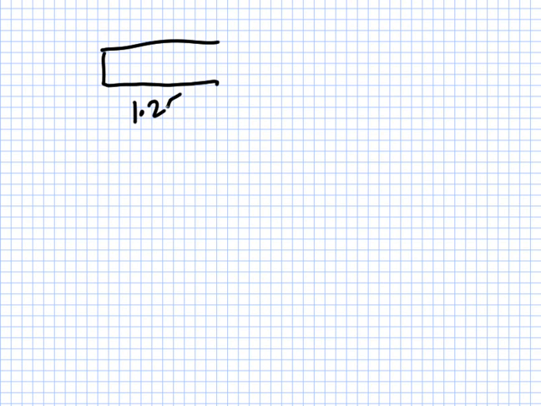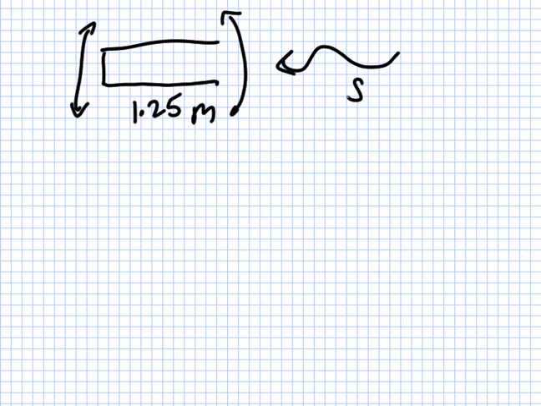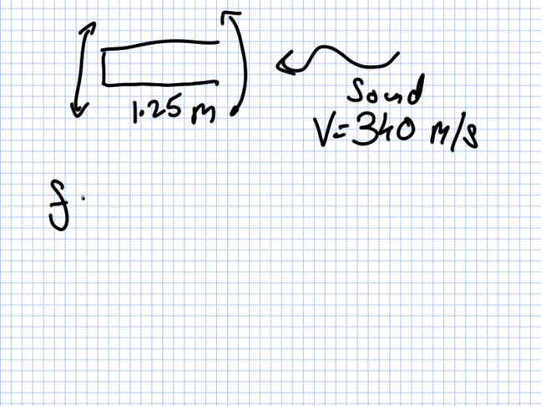So here we have our pipe, and the pipe is 1.25 meters long, and the pipe is vibrating, shaking, because there's a sound wave going into it. And the sound wave has a speed of 340 meters per second. So my question is, what is the frequency? So you need to use the formula from last week as well, okay? I'll give you a minute to try this.